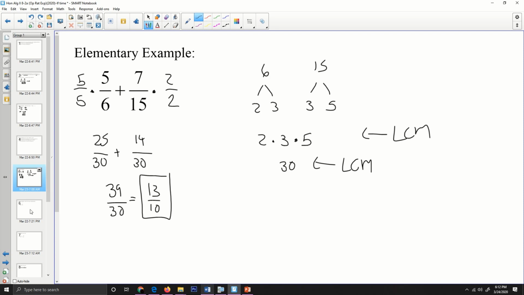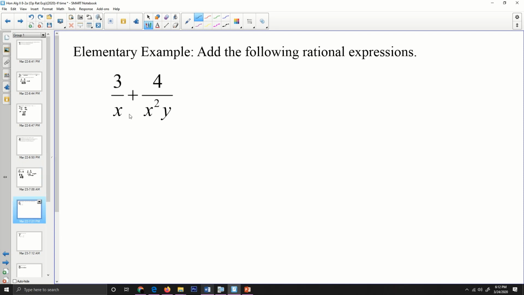All right, let's do some with polynomials. So we want to add the following rational expressions. When I look at these two things and I want to find my least common multiple, well, x has just one factor. It's x. x squared y has factors x, x, and y.